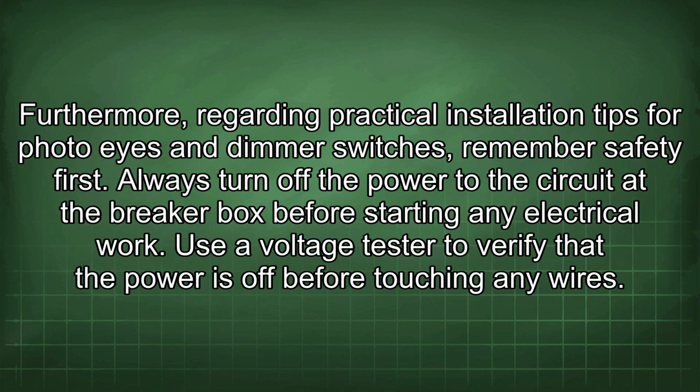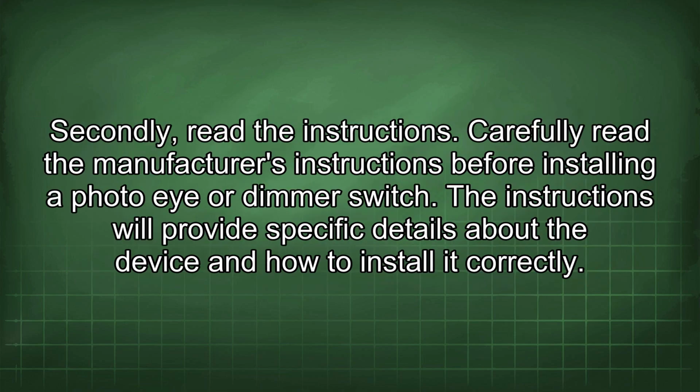Furthermore, regarding practical installation tips for photo eyes and dimmer switches, remember safety first. Always turn off the power to the circuit at the breaker box before starting any electrical work. Use a voltage tester to verify that the power is off before touching any wires. Secondly, read the instructions. Carefully read the manufacturer's instructions before installing a photo eye or dimmer switch. The instructions will provide specific details about the device and how to install it correctly.